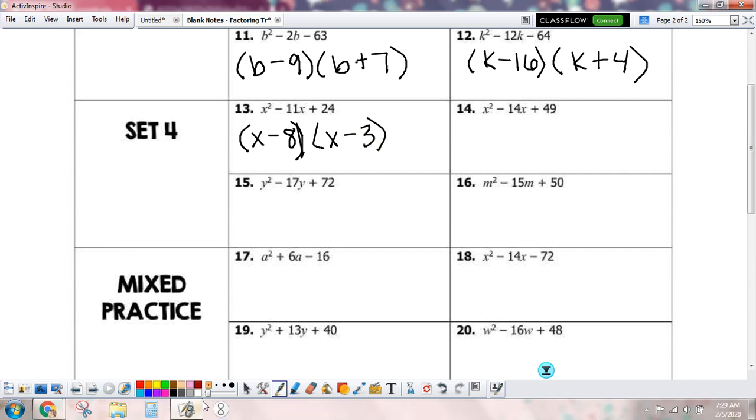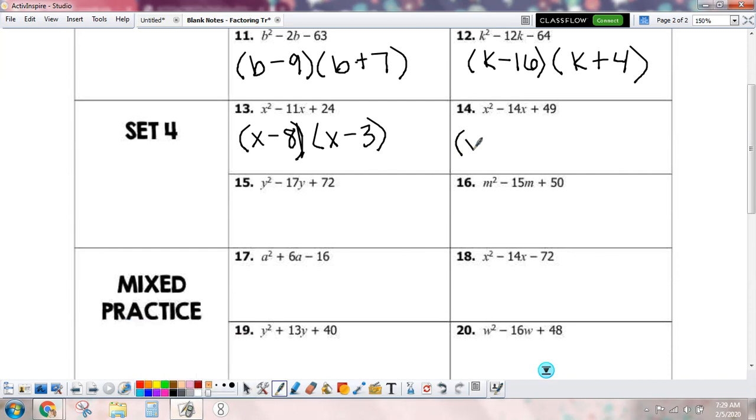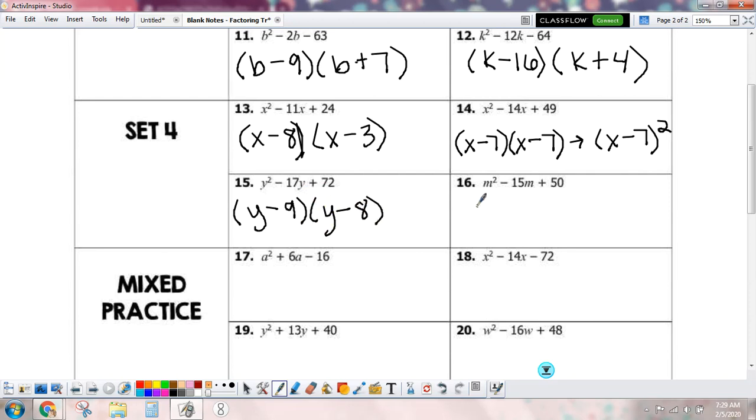So try 14, 15, 16, pause the video, try them. All right, for 14, you should get x minus 7 times x minus 7. And again, that's the same thing twice. So actually, we want to write that as x minus 7 squared. For 15, you should have y minus 9 and y minus 8. For 16, you should have m minus 10 and m minus 5.